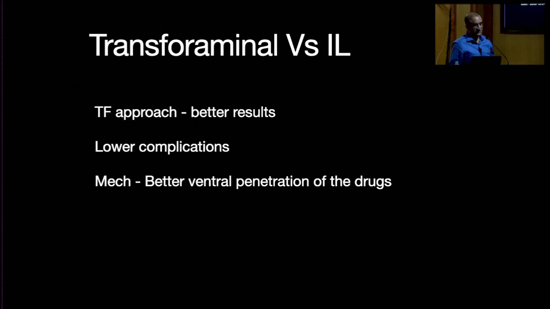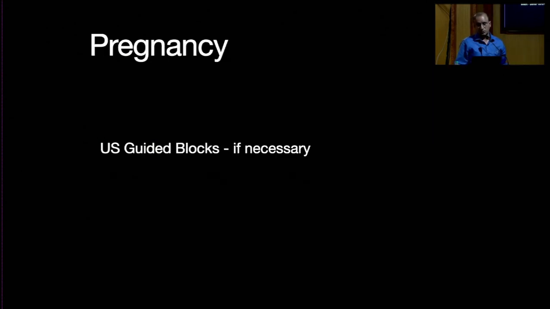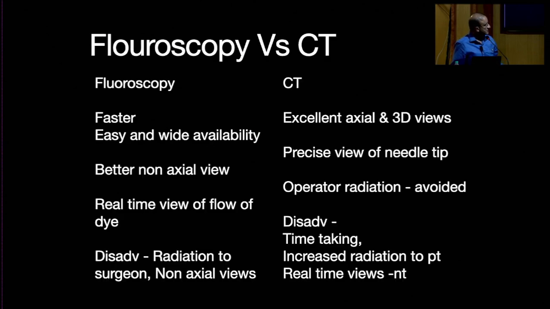Now coming to transforaminal versus interlaminar, the TF approach has better results, lower complications, and obviously better ventral penetration of the drug, because in these cases, at times with osteophytes or cysts, you may have anterior compression and the root is also lying anterior in the foramen. So transforaminal tends to deposit the drug there. In pregnancy, kindly use ultrasound.